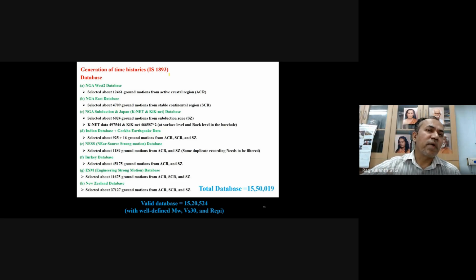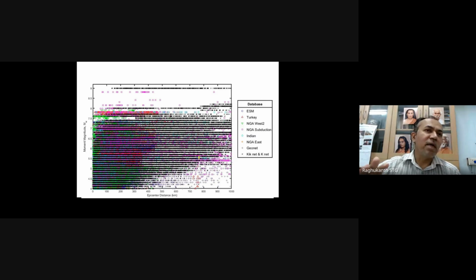So for this, we looked at how to incorporate it in our IS code. What we have done is we have looked at all the international codes, what they are doing in time history analysis. For that, we first developed a huge database, like the NGA West 2 database, East subduction, Indian database, the near source strong motion, Turkey, ESM, New Zealand. So in total we have 15 lakh time histories available online, and these are open source. You can download all these time histories also. So this is a huge data basically. So now the recorded time histories are available for any combination you want. Definitely in the whole world, time histories are available basically.